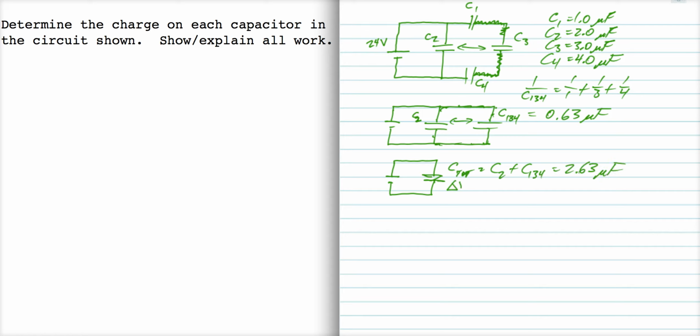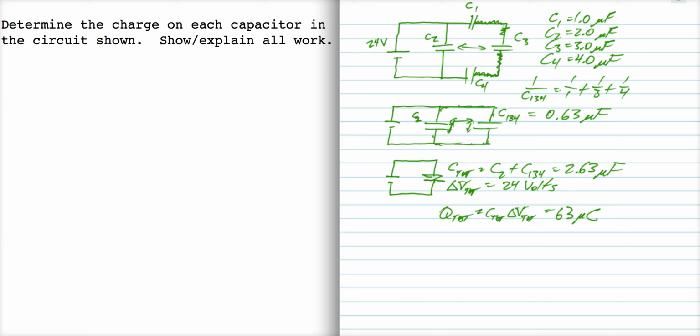And I know the total voltage is 24 volts. And so I can calculate Q total. That's C total delta V total, which is 63 microcoulombs. I don't really need that, but it's good to have it as a check for later. What I need now is the voltage drop across each one of these capacitors, right?